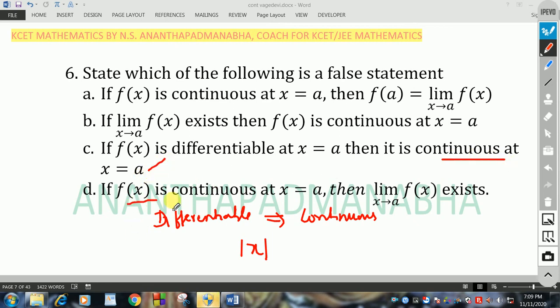If f of x is continuous at x equals a, then limit of f of x as x tends to a exists. Of course, this implies this. If f of x is continuous, then we can say that the limit exists. So the answer is option B. So clearly B is the right answer.